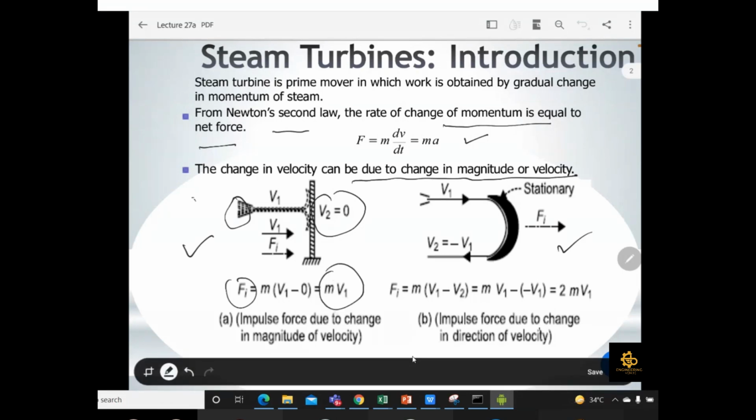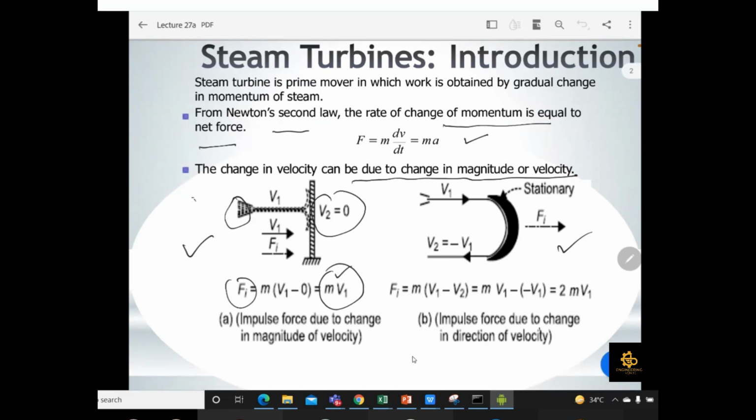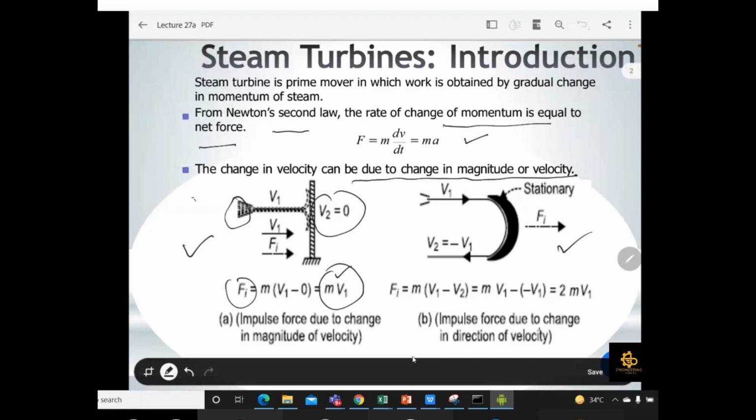As a result, if this is a stationary wall, the impulse force is equal to the mass of your steam, or your mass flow rate, times V1. Okay, so V1 is basically the velocity of the steam.